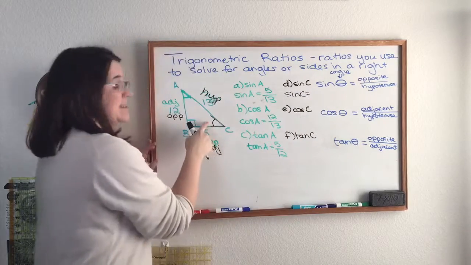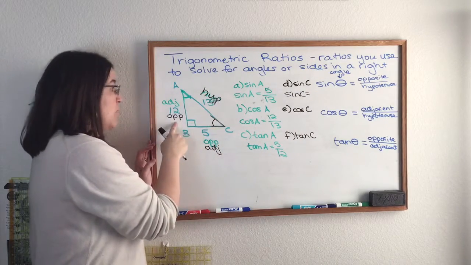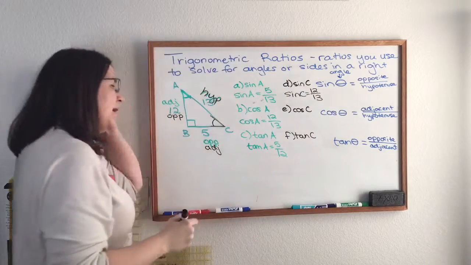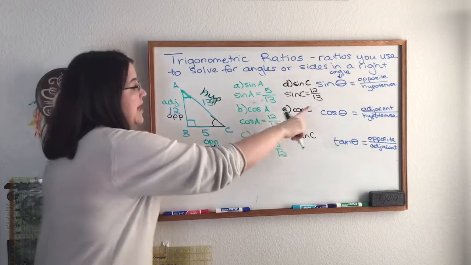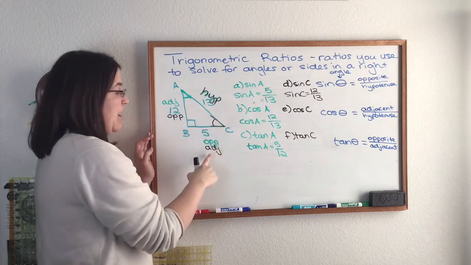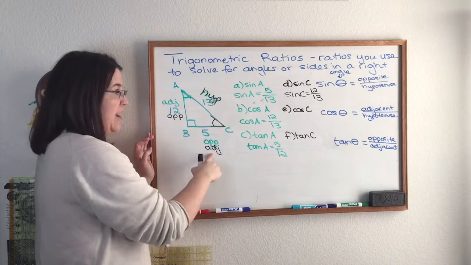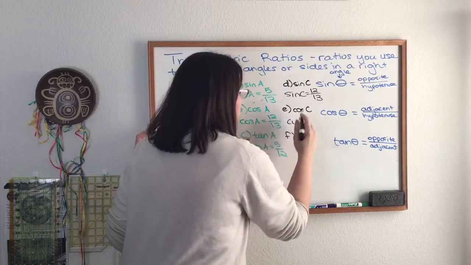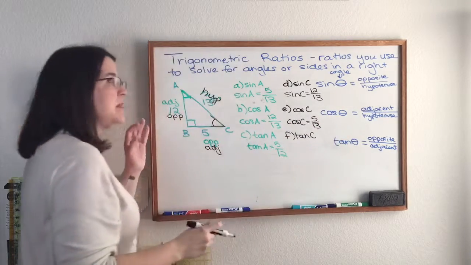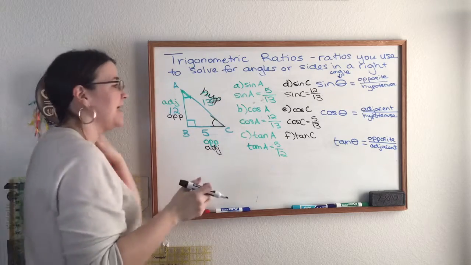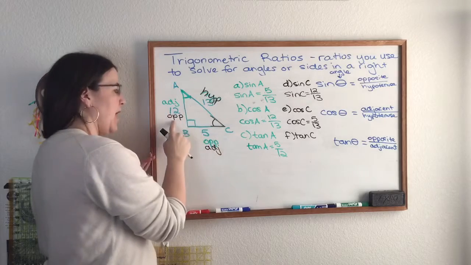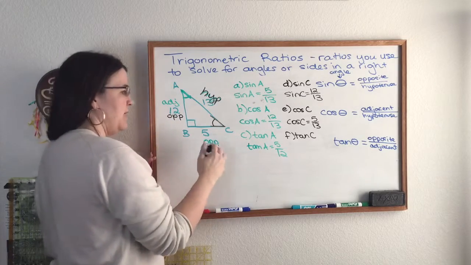Now, sine is still opposite over hypotenuse. However, now I'm looking at the sine of C. My opposite is now 12. My hypotenuse is 13. For my cosine of C, cosine is adjacent over hypotenuse. So adjacent now for this angle C is 5 over 13. I keep wanting to write something that's not right. Then my tangent of C is opposite over adjacent. From this angle, my opposite is 12, and my adjacent is 5.